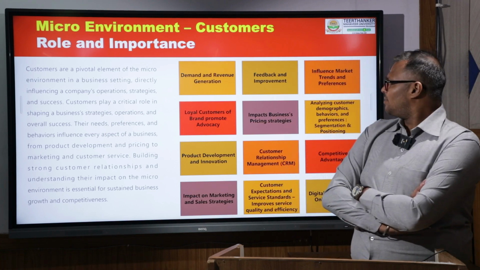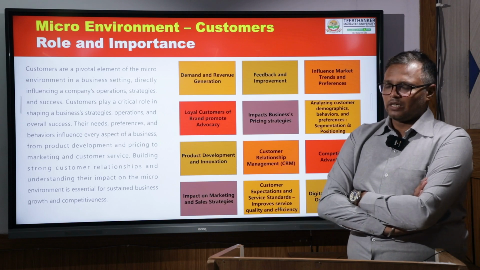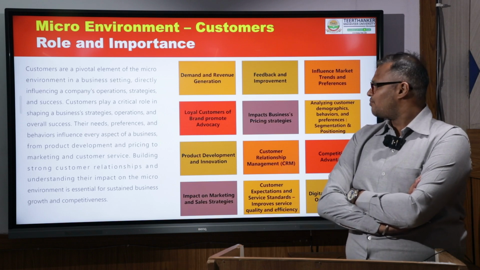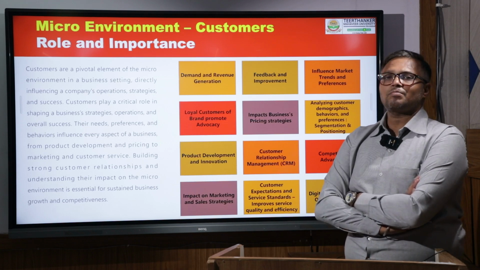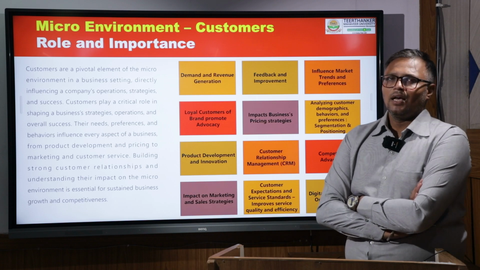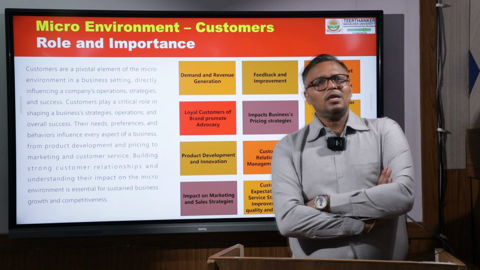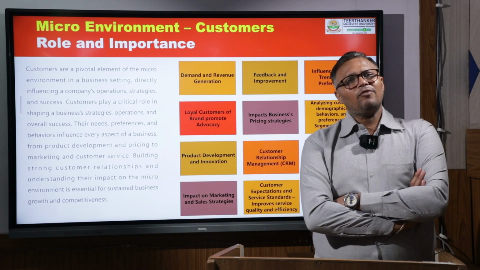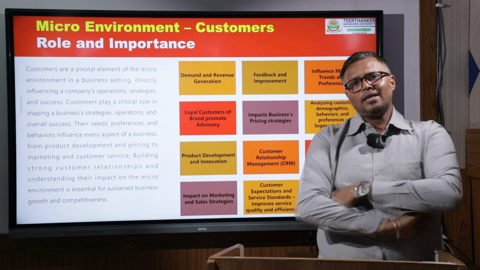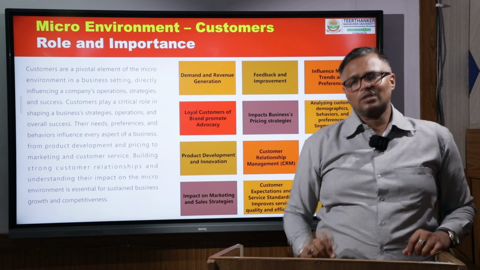Next important role is the impact of customers on the business pricing strategies. This is a very important part and it has to be very carefully planned. See, the pricing represents the target audience.